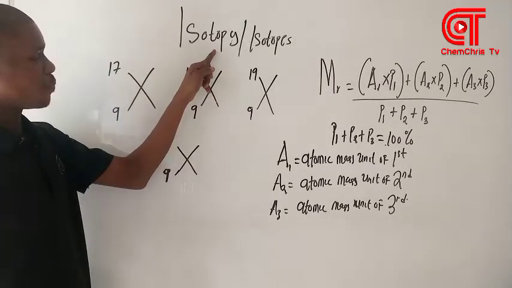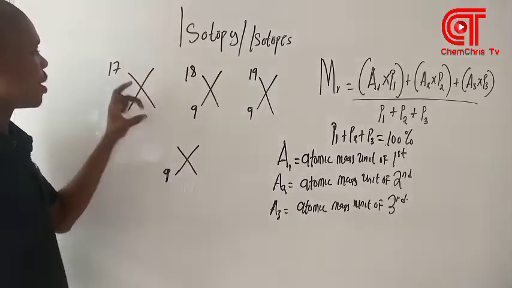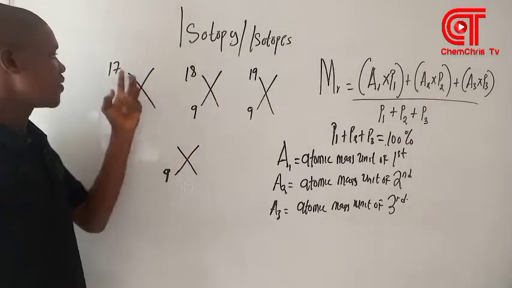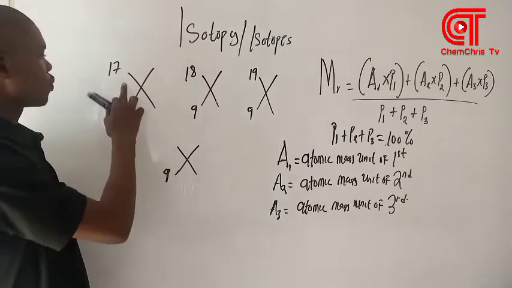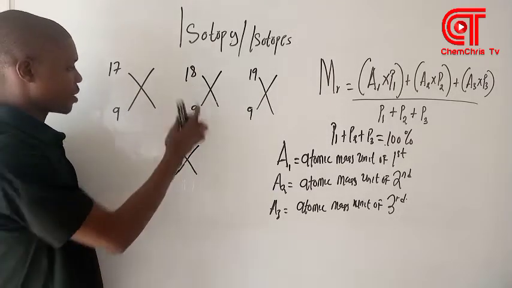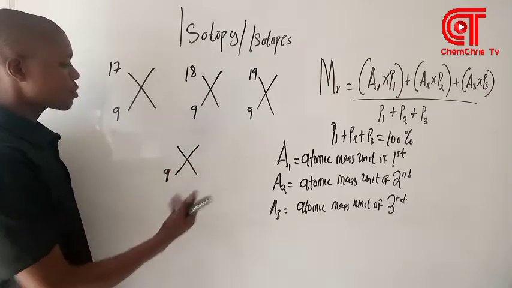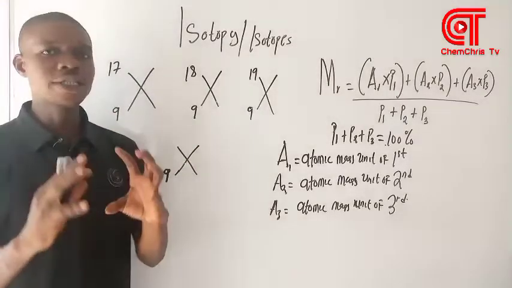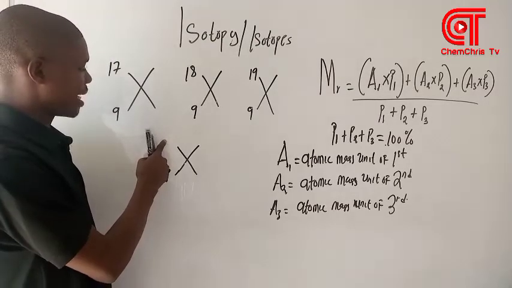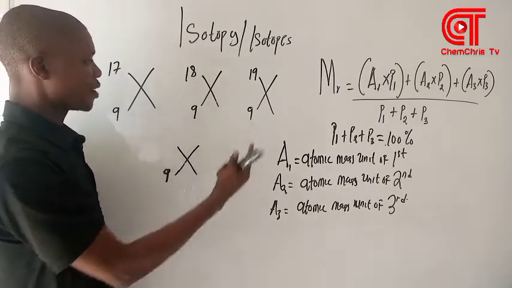is called isotopy. Then an isotope is the individual atoms themselves. So this one is an isotope of X, this one is an isotope of X. Do you get that? So what you want to understand is how to calculate the relative atomic mass of an element with various isotopes.